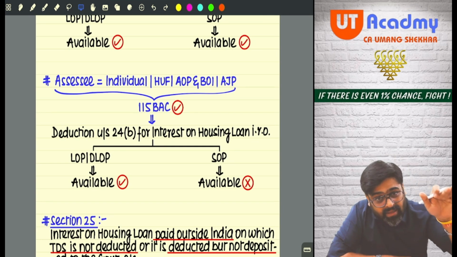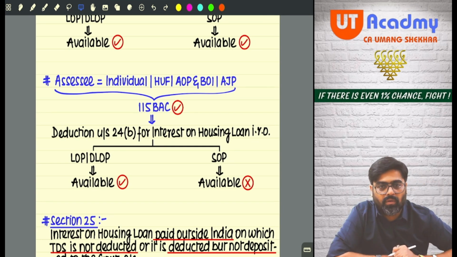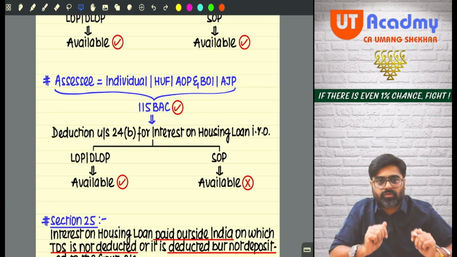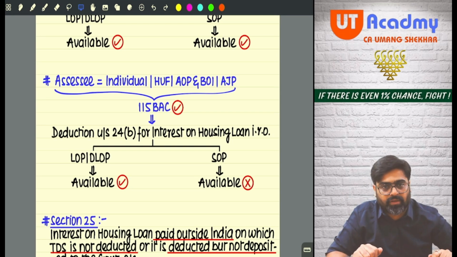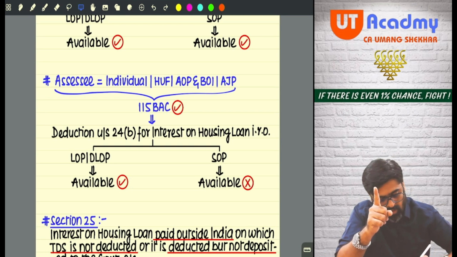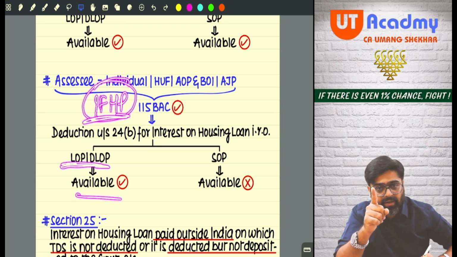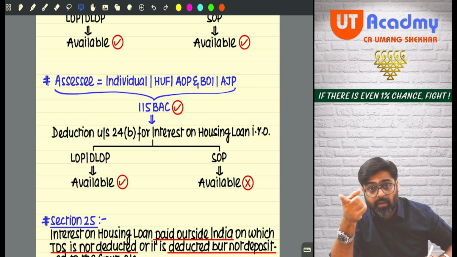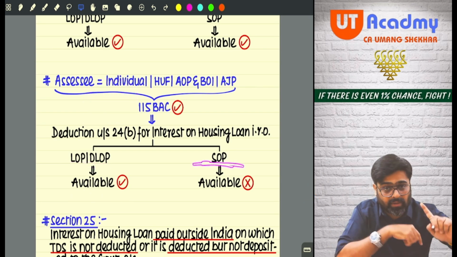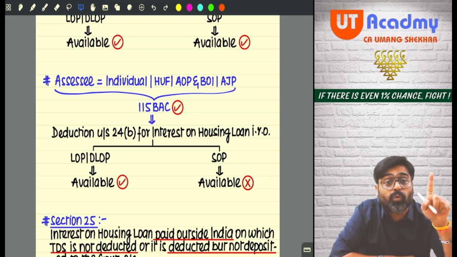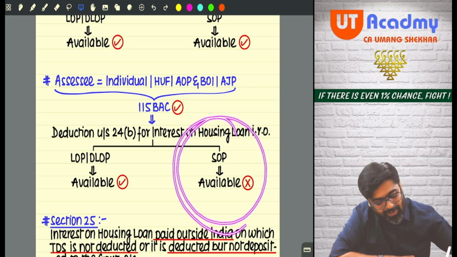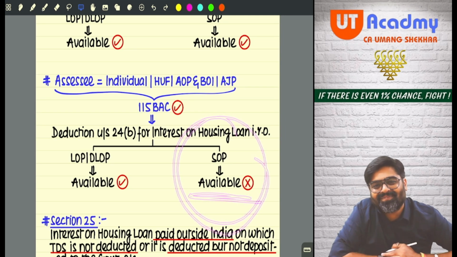you are there in the default scheme now. Have you shifted out? The answer is no. You are still there in 115BAC. Then please remember, while calculating your income from house property, from your LOP, DLOP, whatever interest was there, you can claim. But from your SOP, whatever interest was there, which you were supposed to get up to 30,000 or 2 lakh, that deduction will not be available to you anymore.